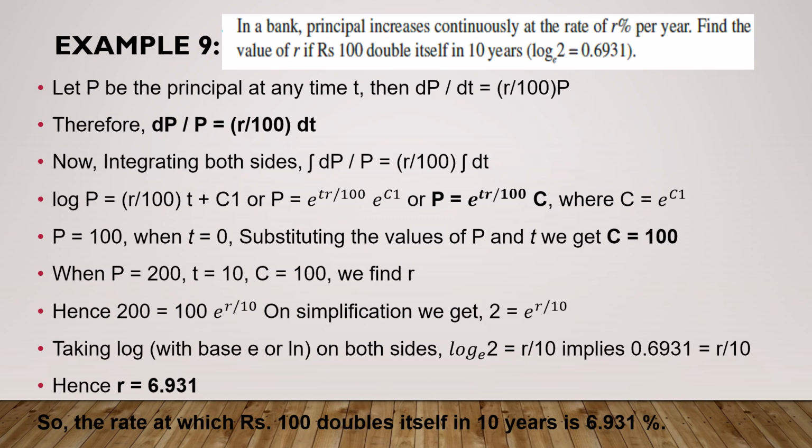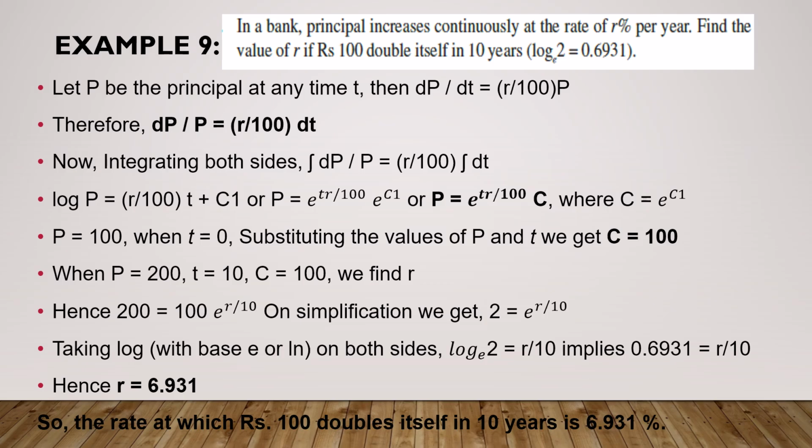Next example. We are doing different types of examples to get an idea of the variable separable method, which is very useful. Next one: in a bank, principal increases continuously at the rate of R% per year. Find the value of R if rupees 100 doubles itself in 10 years. It is given that log 2 with the base e is 0.6931.